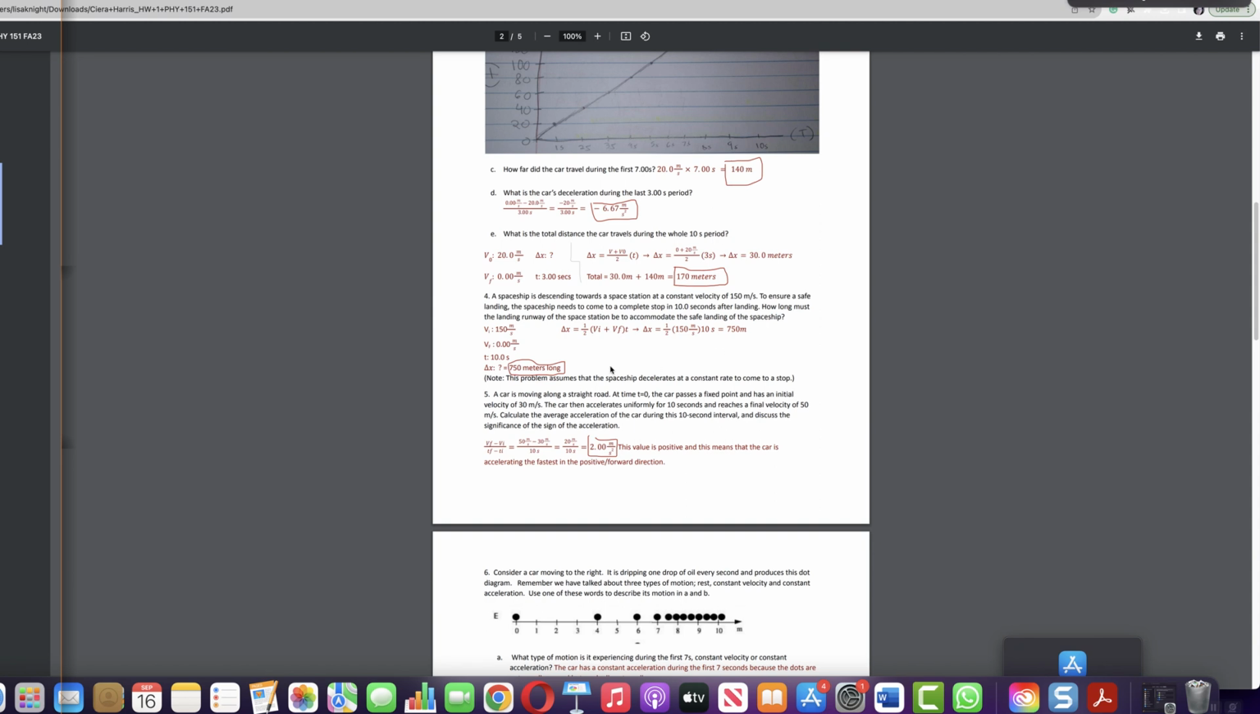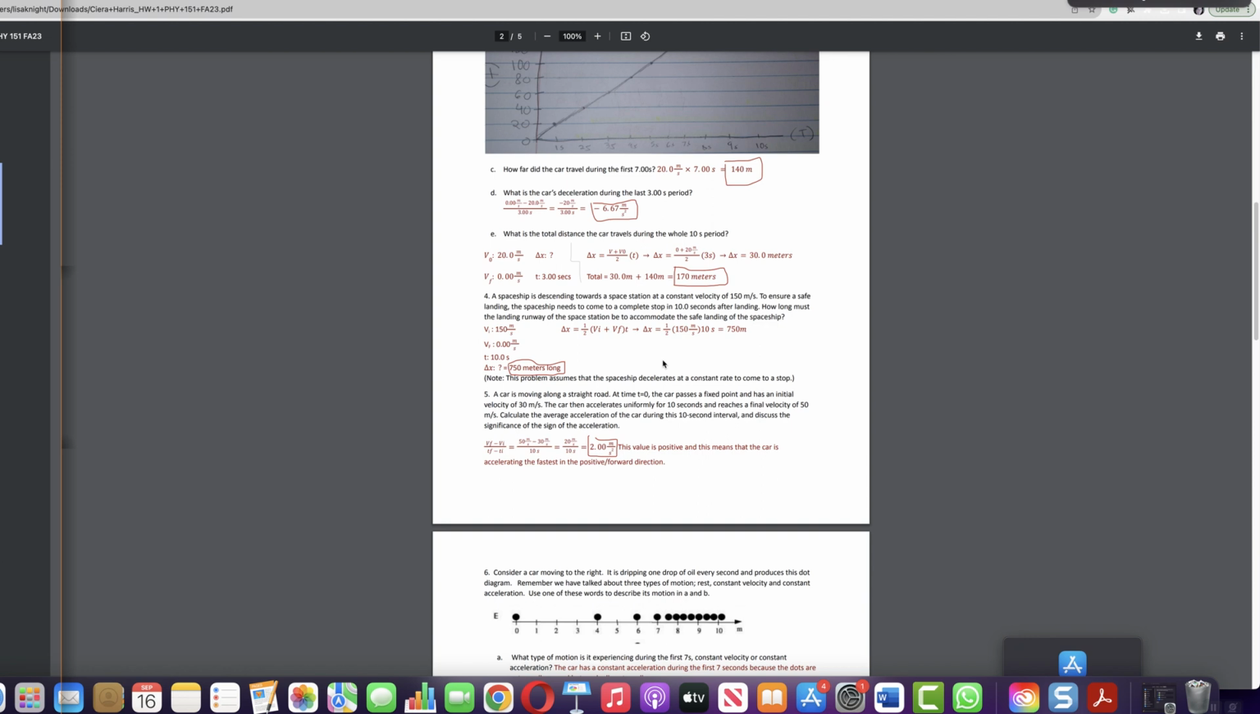In number 4, some of you wanted to take 150 and multiply it by 10 to get the distance. The problem with that is that it is traveling at a constant velocity and then it's going to come to a stop, so it is no longer traveling at a constant velocity. So you have to use a kinematics equation, and you should have gotten 750 meters.